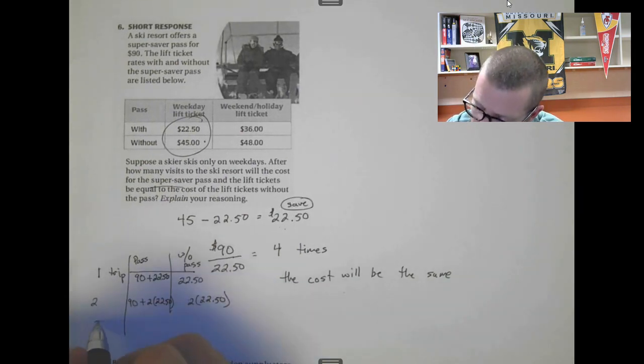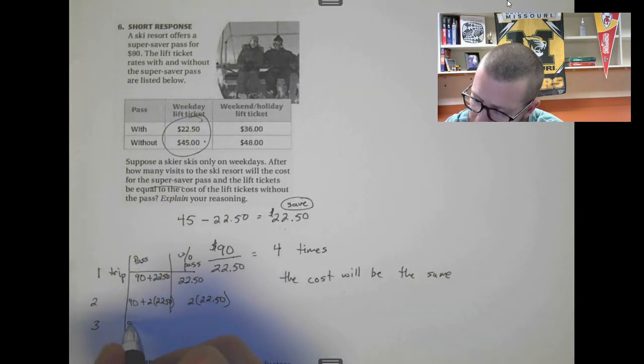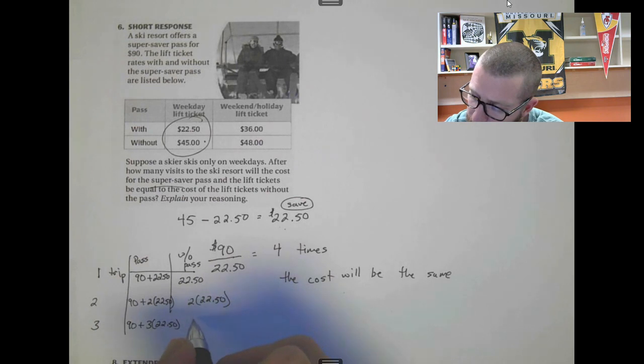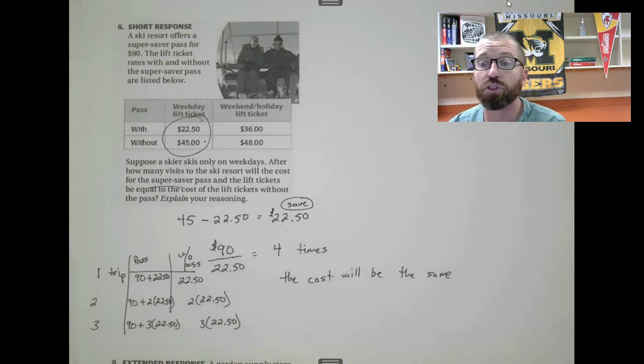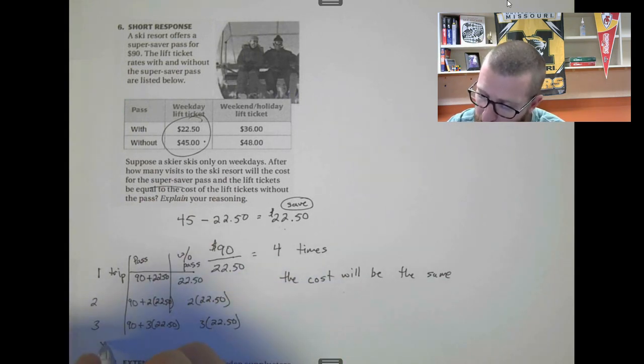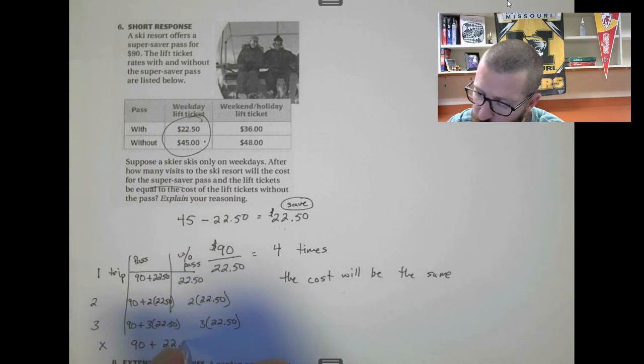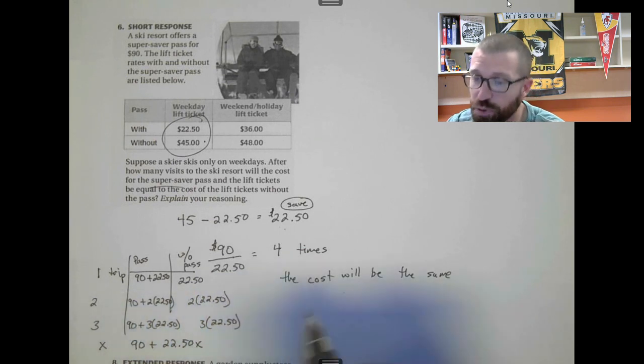And let's do one more. 3 trips would be 90 plus 3 times 22.50. That's how much 3 trips is costing. And then without the pass, it would be 3 times 22.50. Okay, so we want to know for X trips, how many trips? So 90 plus X times 22.50, or 22.50X, is how much the pass would cost.